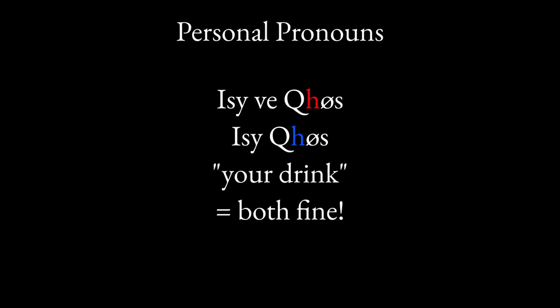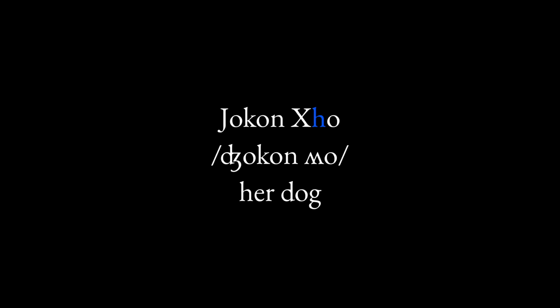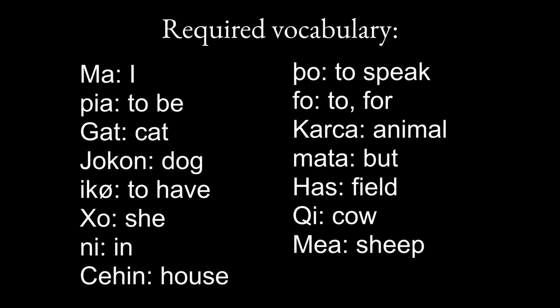Here's some uses of spectral ve. Gat va. Jokon ho. Mi huas. And before I go, I'm going to leave you with a few sentences in Eklahaar to see if you can figure out what they mean.